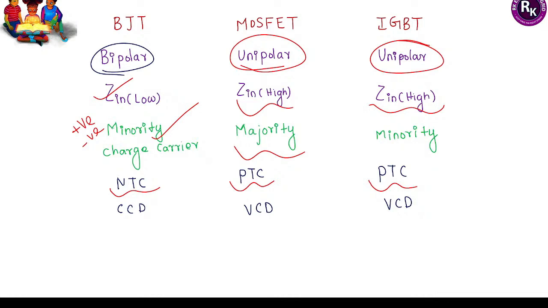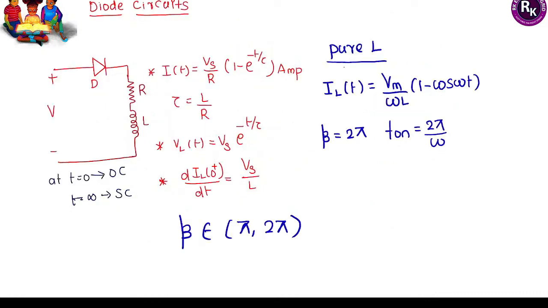Similarly, BJT is a current controlled device. With the help of base current, we are controlling it. Whereas in MOSFET and IGBT, we have a gate voltage, a separate voltage, so they act as voltage controlled devices. MOSFET and IGBT are voltage controlled devices, whereas BJT is a current controlled device. So I have covered all the major differences between these three devices.